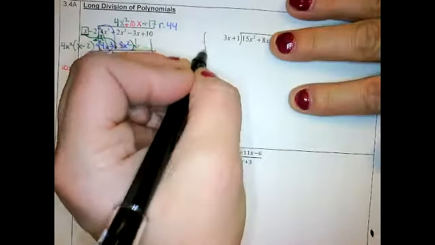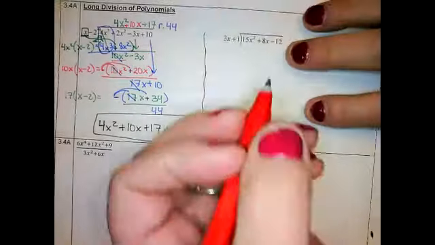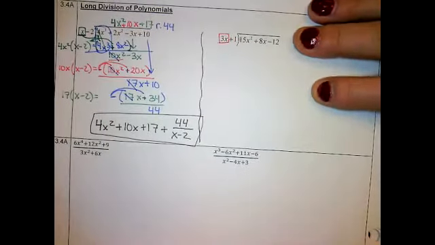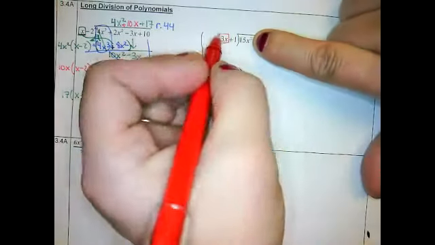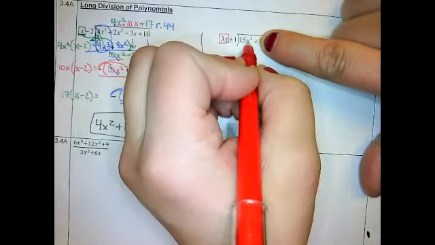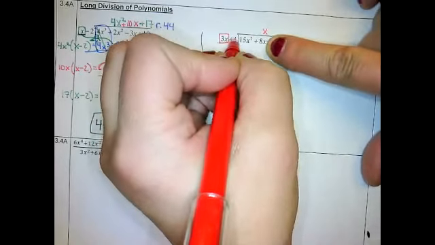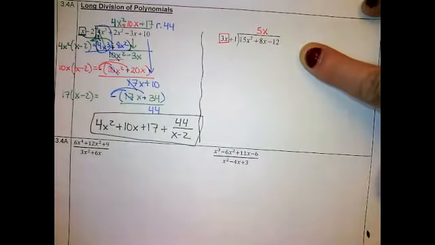Let's go on ahead and try this second problem here. Okay, so I'm going to start out the same way. I'm only going to look at this 3x here. And 3x times what gives me 15x squared? Well, x times x will give me an x squared. And 3 times 5 will give me a 15. So that's going to be 5x.